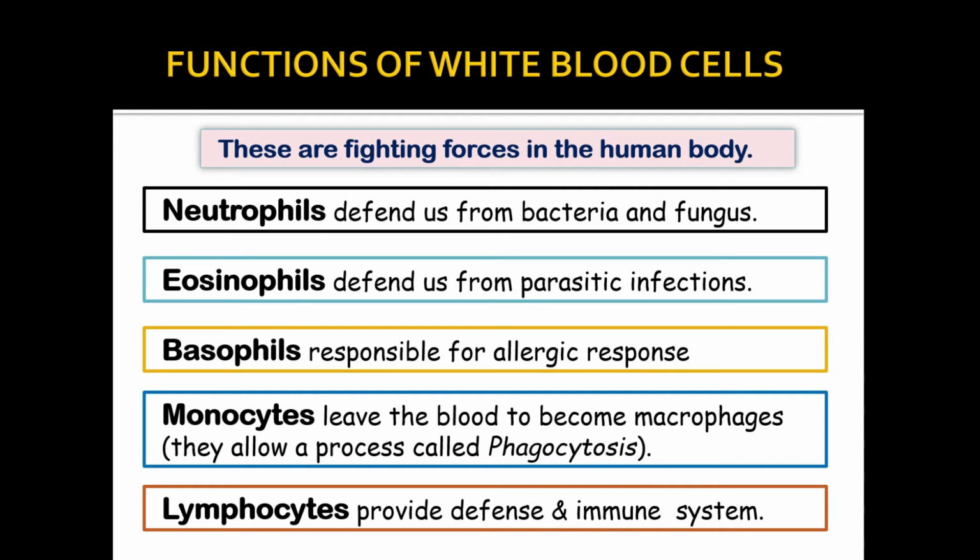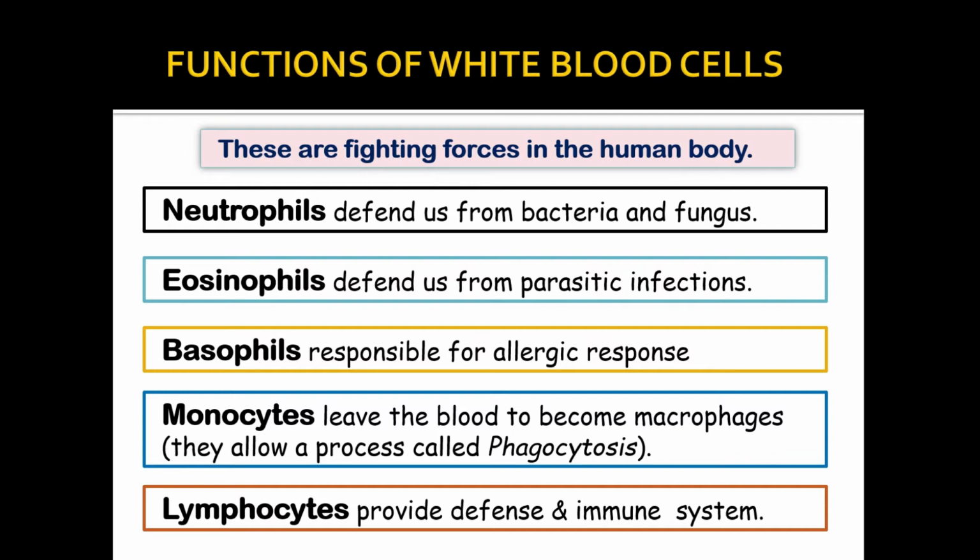Function of white blood cells. As you know, they are the fighting forces in the human body. Like we have army, navy and air force, similarly in our body we have different types of forces like neutrophils, eosinophils, basophils, monocytes, and lymphocytes. The neutrophils give defense against bacteria and fungus. Eosinophils give defense against parasitic infections. Basophils are responsible for allergic responses.